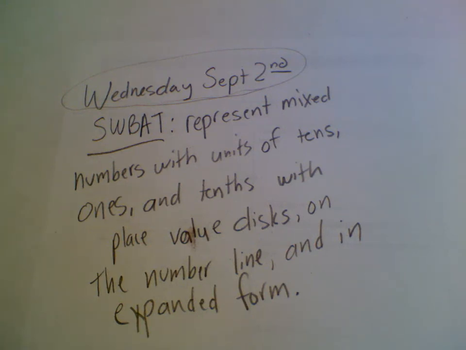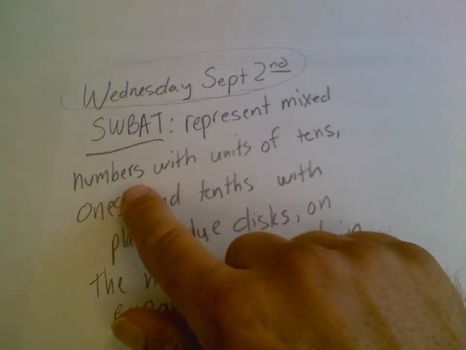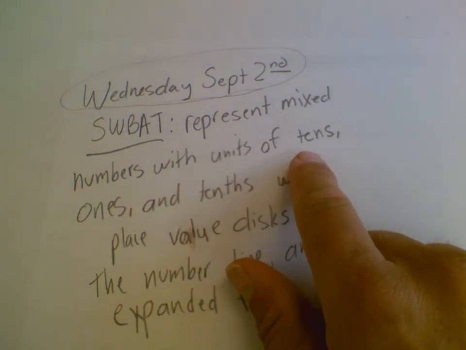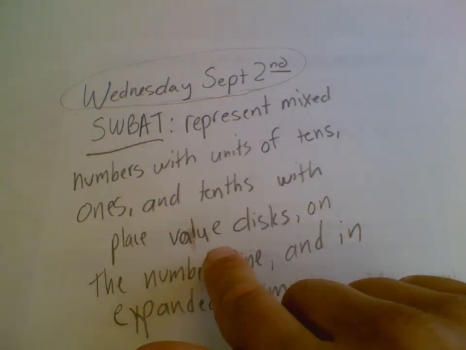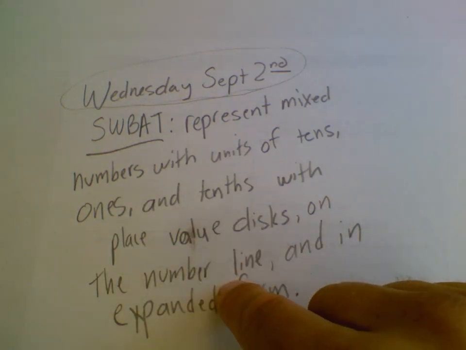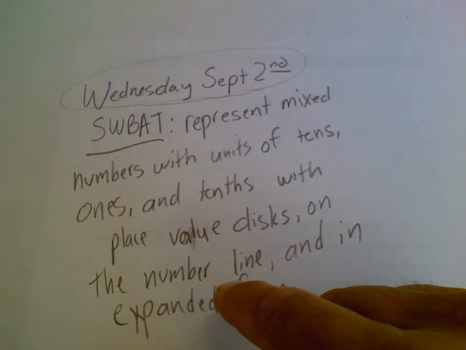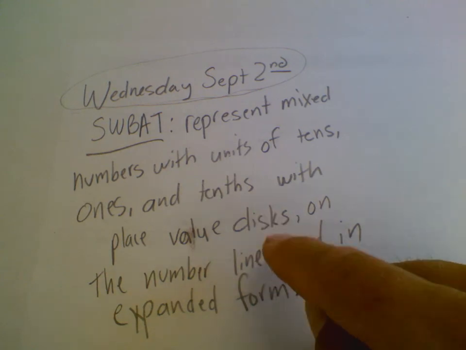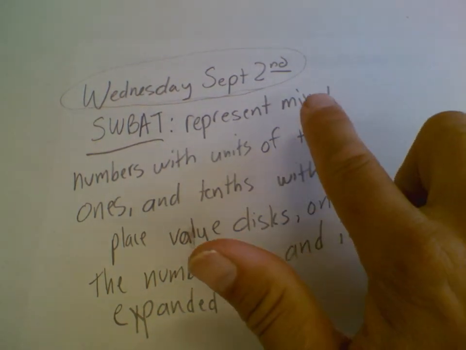The students will be able to represent mixed numbers with units of tens, ones, and tenths with place value discs on a number line and in expanded form. So here we go. We're going to tackle the discs first, and then we can look at a number line, and then we can look at expanding.